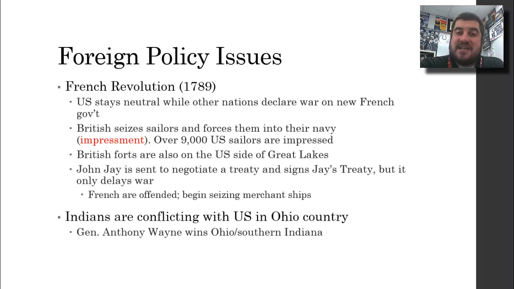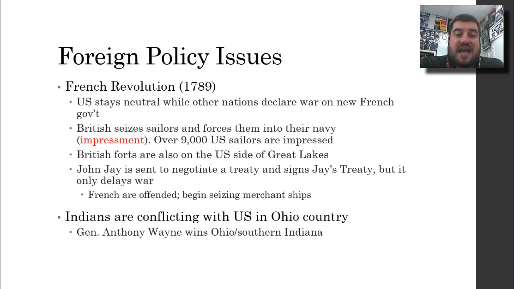So foreign policy issues at this point. Right after our revolution and our writing of the Constitution, the French have their revolution beginning in 1789. And the U.S. stays neutral. And since we stayed neutral, Britain began seizing our sailors and forcing them into their navy. They're basically kidnapping our sailors, and that's a practice called impressment. Over 9,000 U.S. sailors are impressed during this period.